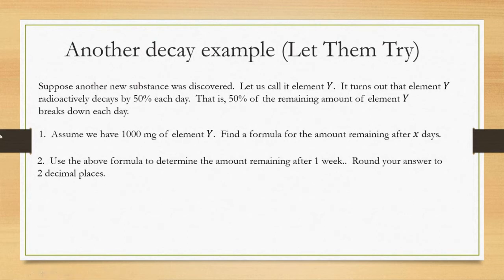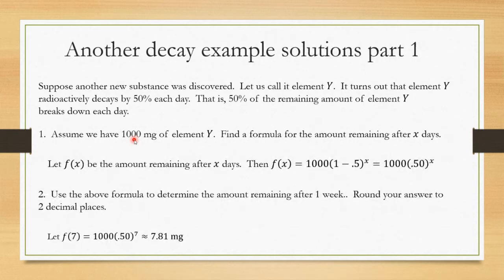So if we have, let's say, 1,000 milligrams, that's what we're assuming. How much will be left over after X days? So after 1 day, half of this is gone. So we'll only have 500 milligrams. And then another day goes by, we'll have 250 milligrams and so on.